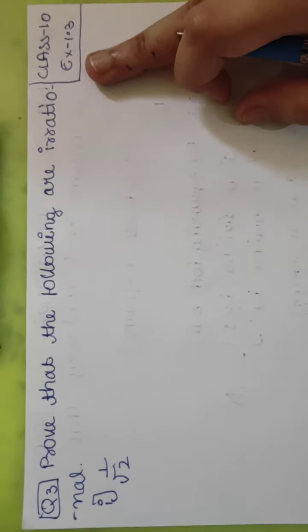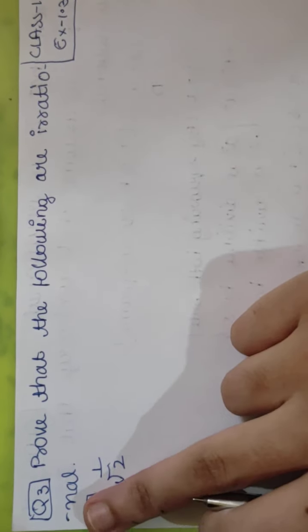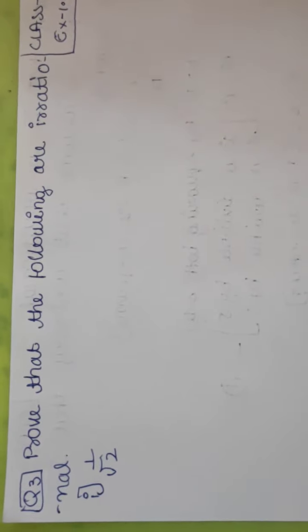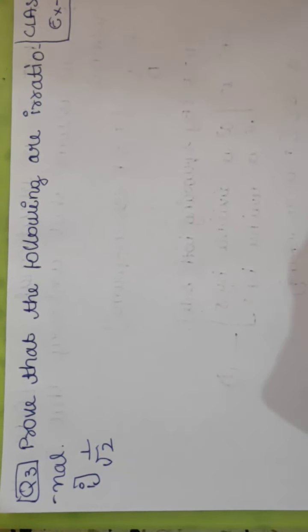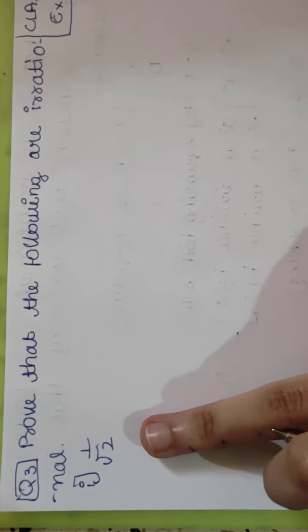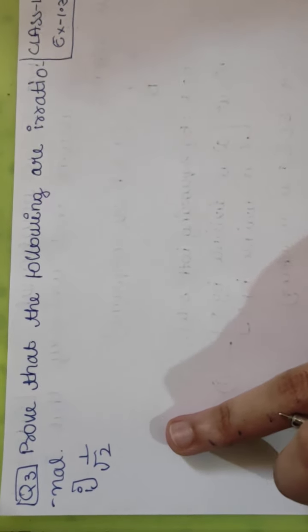That is class 10th exercise 1.3 question number 3. Prove that the following are irrational. So here we have to prove that the following numbers are irrational. We have the question 1 by root 2. So we have to prove that 1 by root 2 is irrational.